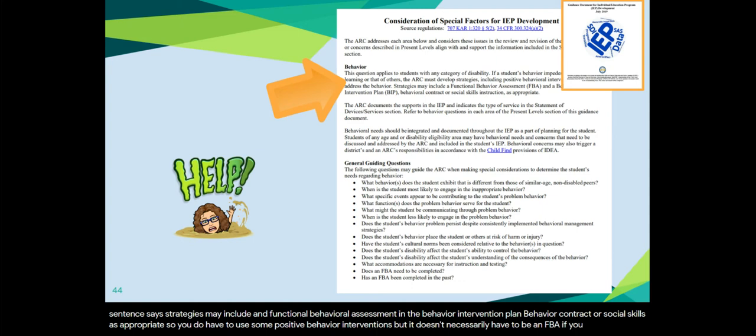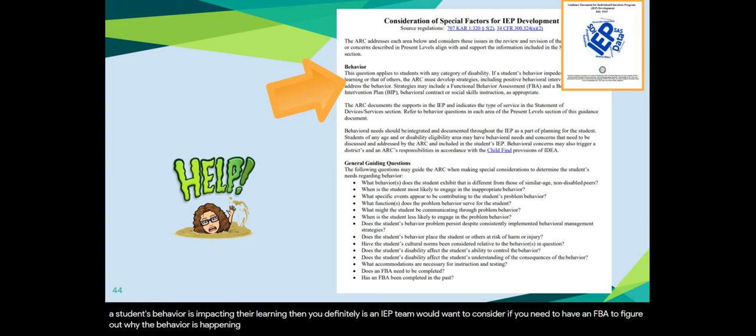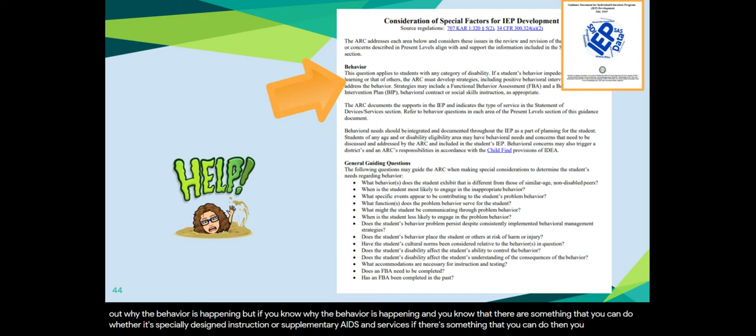If you don't know why a student's behavior is impacting their learning, then you definitely, as an IEP team, would want to consider if you need to have an FBA to figure out why the behavior is happening. But if you know why the behavior is happening and you know that there is something that you can do, whether it's specially designed instruction or supplementary aids and services, then you want to address that in the IEP and in your conference summary notes.